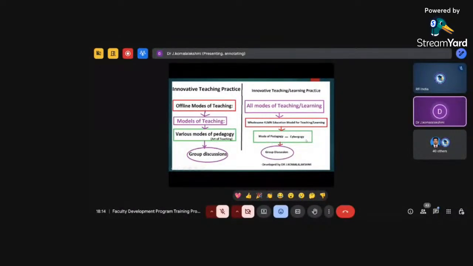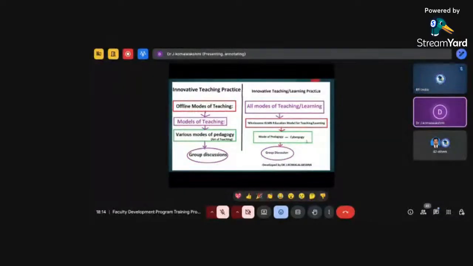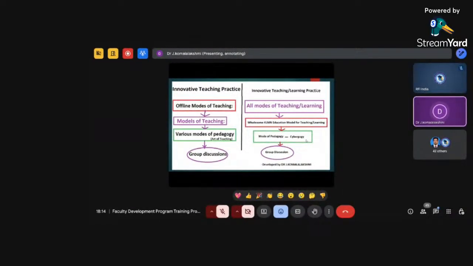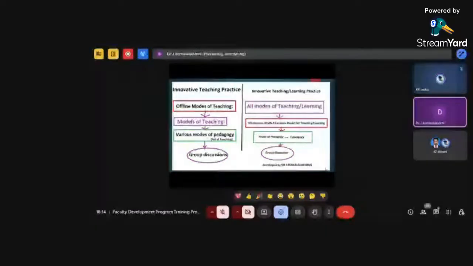Now the pedagogy is cybergogy. What is this cybergogy? Pedagogy means all the students are invariably sitting in the same age group, maybe varying from 1 to 12 months. But in cybergogy, age is no bar. Anyone is learning anything from anywhere. So this is the art of how we are going to deliver content to them.